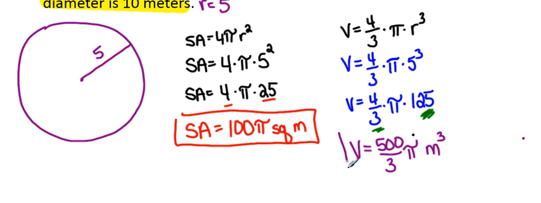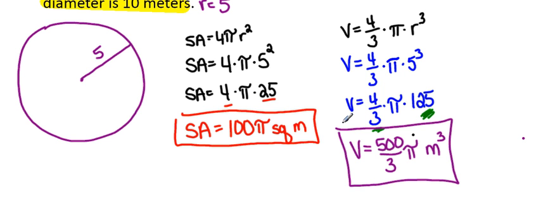Volume is measured in cubic units, so the units for this problem will be meters to the third, or cubic meters. Again, it doesn't talk about rounding anywhere in the instructions for this problem, and that's a key indication that pi is going to remain in your answer.